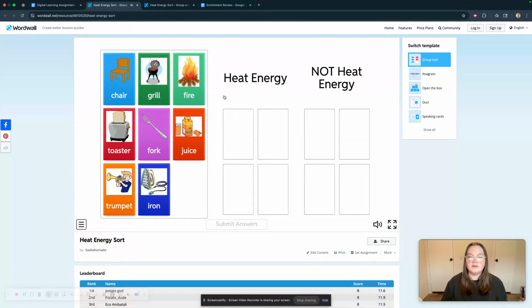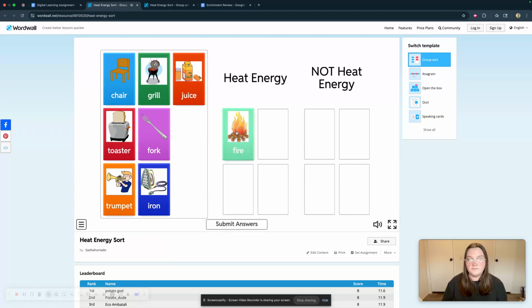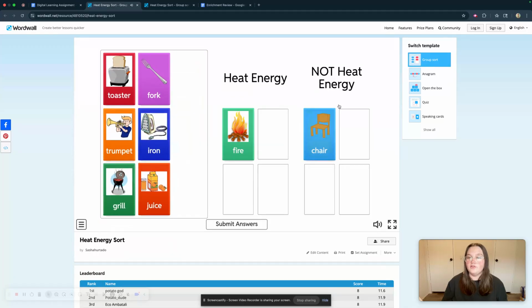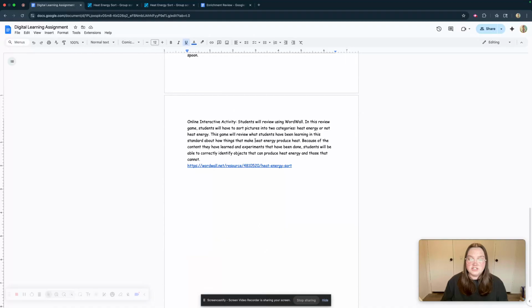It's pretty simple. So again, they will drag the pictures. So like fire. Does it have heat energy? Does it not? Students should move it to heat energy. If it does not have heat energy, like the chair, they'll move it under the not heat energy category. Again, this is just used to kind of review what they have learned about heat energy and what produces it, how you can transfer heat.